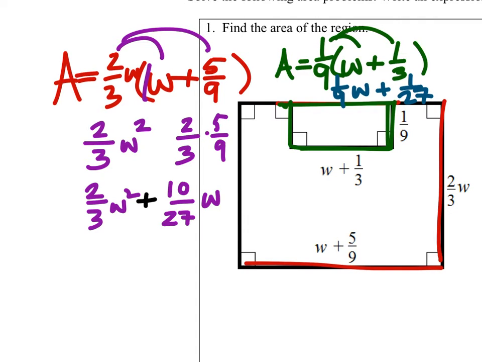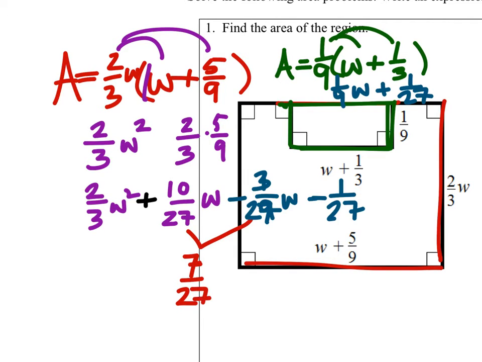And we're going to subtract that from this expression. So we're going to subtract 1/9 W, and we're going to subtract the 1/27. So the only two parts we can combine on this are the two W parts. And this 1/9 would actually end up being 3/27. So I've got 10/27 W minus 3/27 W, which would give me 7/27 W, which is positive.